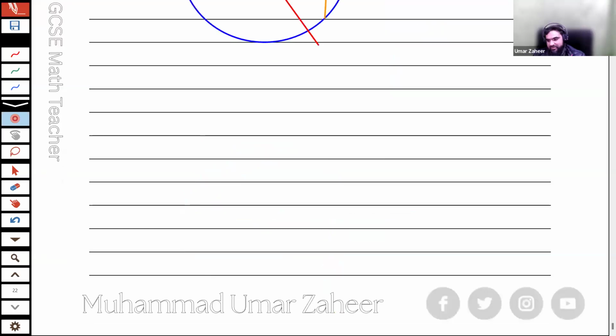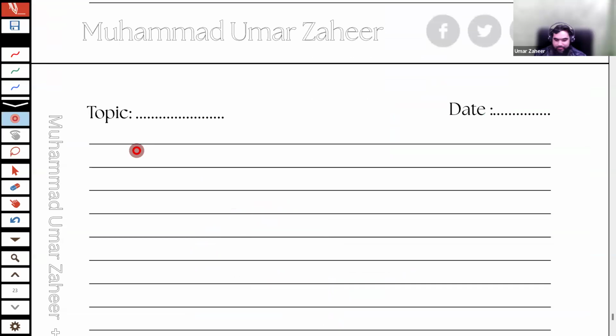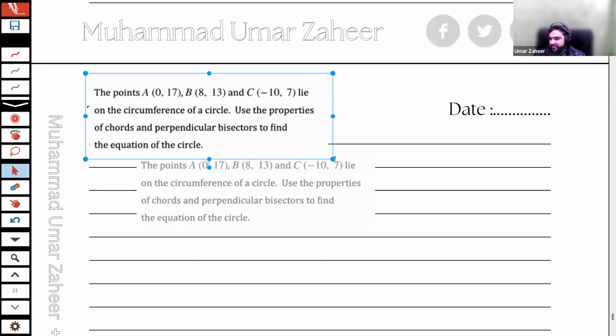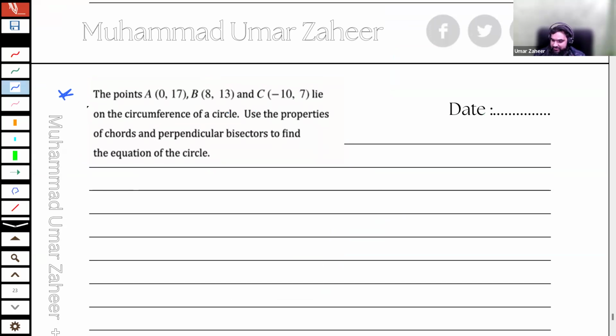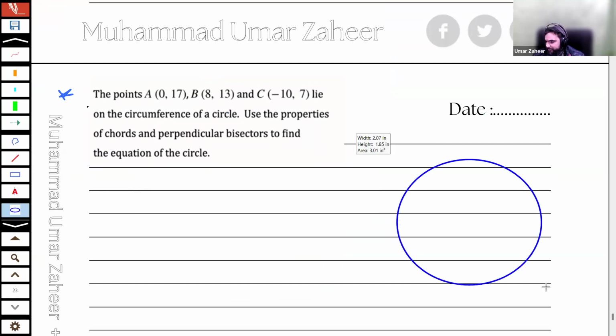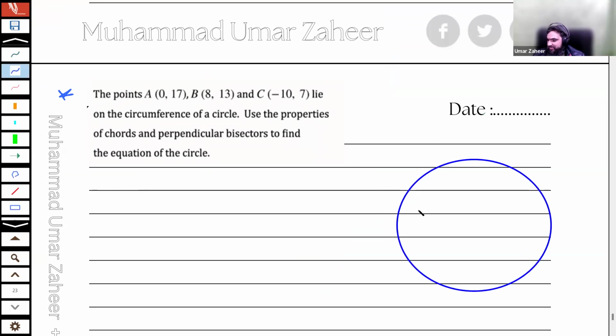Now, in this one, obviously, I'm just assuming that you have a very strong grip on coordinate geometry as well. So he says that the points A, B, and C lie on the circumference of the circle. I'm just going to draw the circle. This is a circle. We have a point A, let's say this is A. This is B. This is C. It is (0, 17). It is (8, 13). It is (-10, 7).